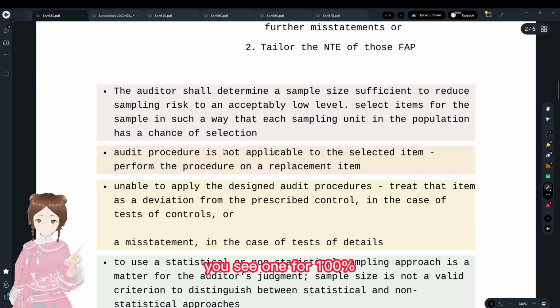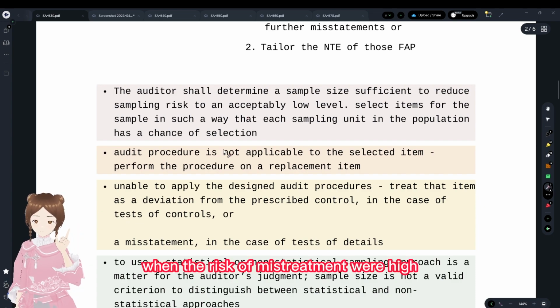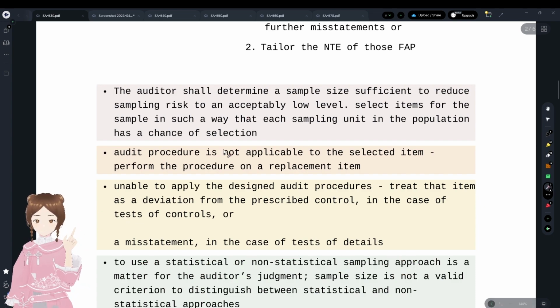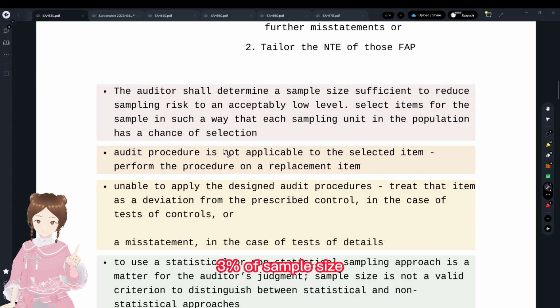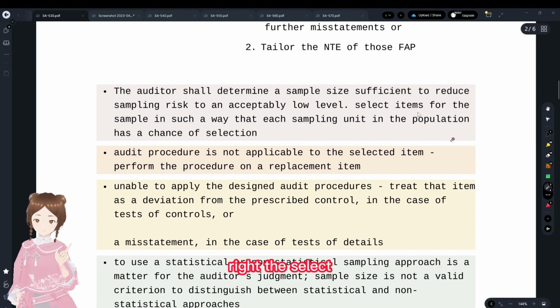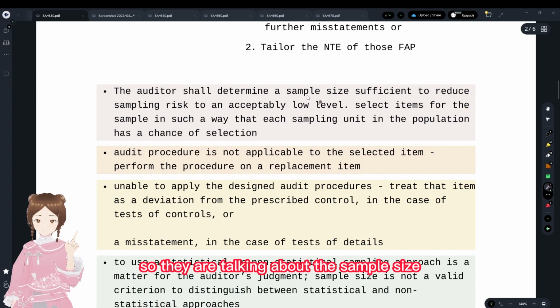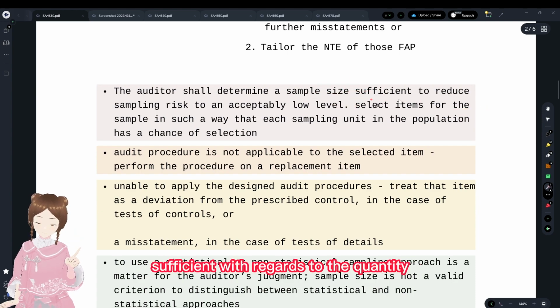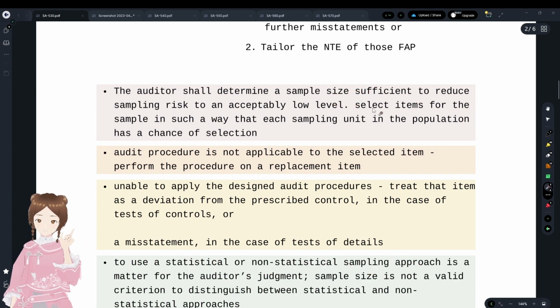And the auditor shall determine a sample size sufficient to reduce the sampling risk to an acceptably low level. You see, when the risk of misstatements is high, he cannot go for 2%, 3% of sample size. He has to do almost 40% to 60% of the sample size, right? So they are saying the sample size has to be sufficient with regards to the quantity.